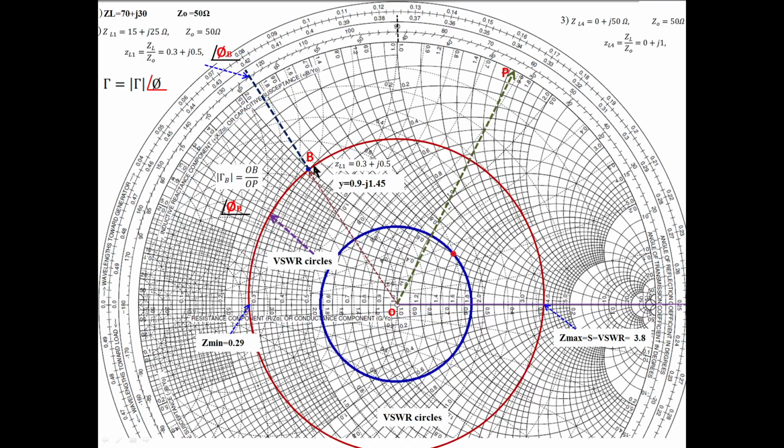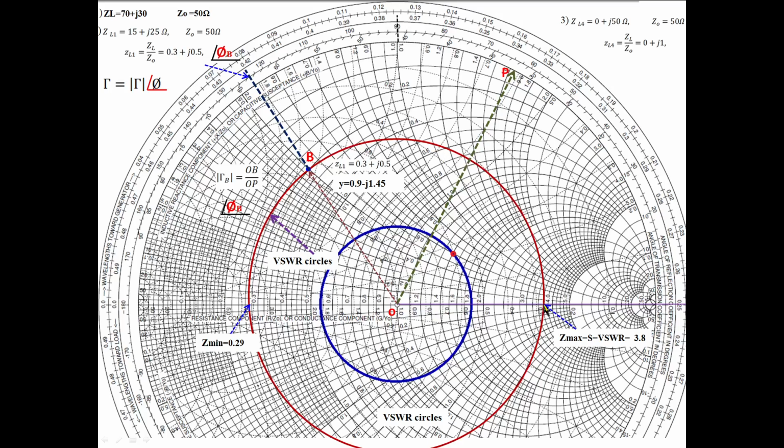Similarly here also, reflection magnitude is not very tough. Take a scale, measure the distance from here to here, measure the distance from here to here, take a ratio, and you will get this value. Like that, for any load we can get a reflection coefficient. And VSWR also.